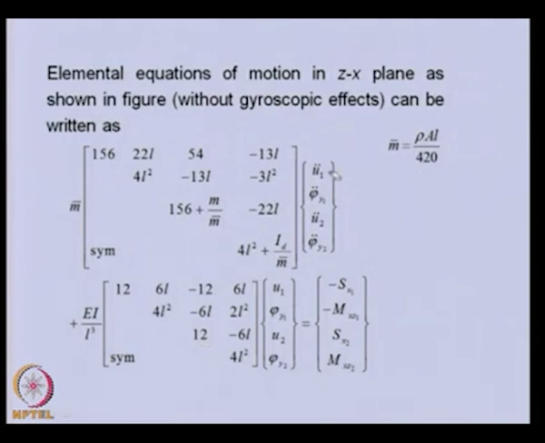So, here we can see the stacking of the vectors u1, phi y1, u2, phi y2. So, this is the stacking in one of the planes.